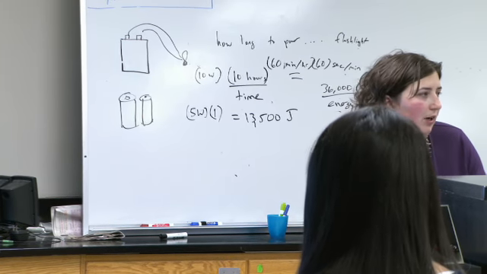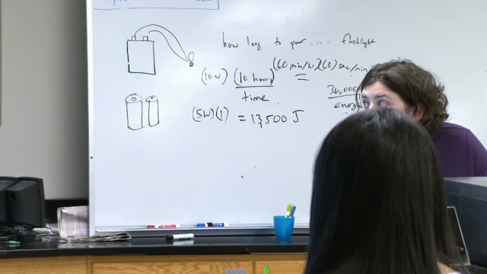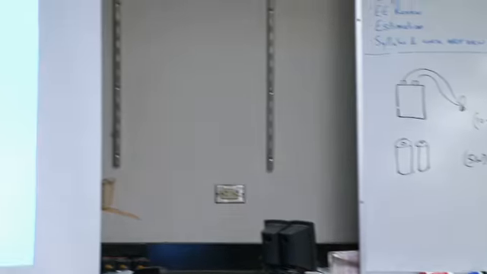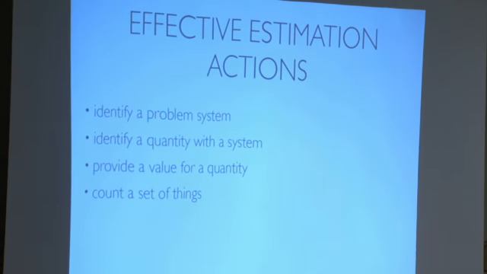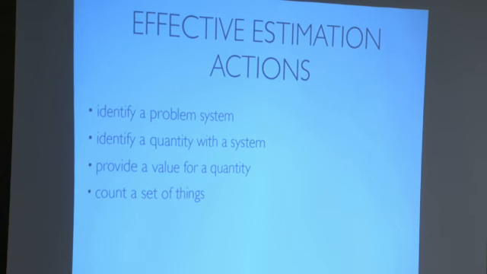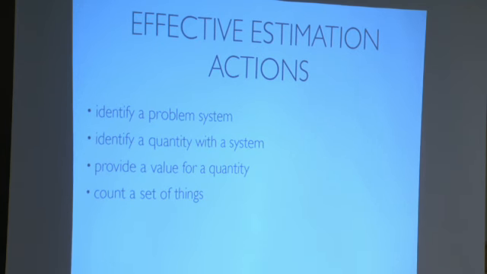Providing a value for the quantity, so I kind of combined those two, right? But you could think, all right, I need to know the voltage for this, I need to know the wattage for that, and then think about what it is. And then also with time, we really did that. We thought about time, and then we figured out what it needed to be. Counting a set of things. So I'm trying to think of a good example for counting a set of things.